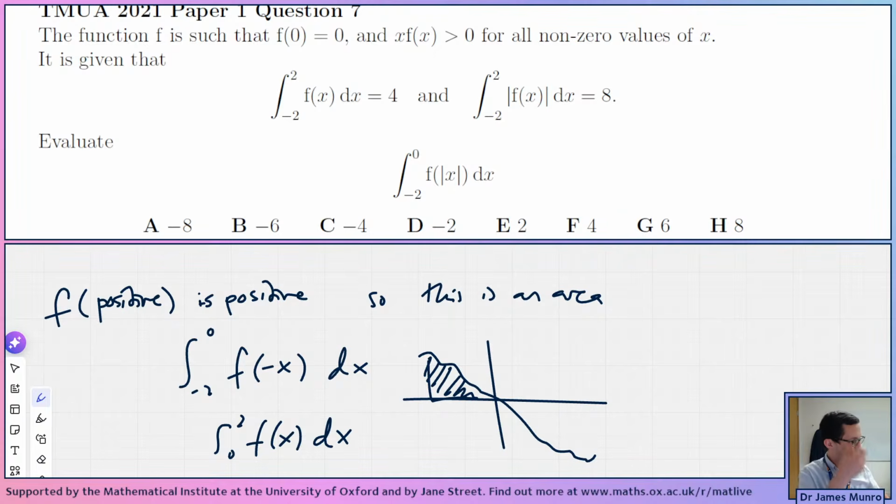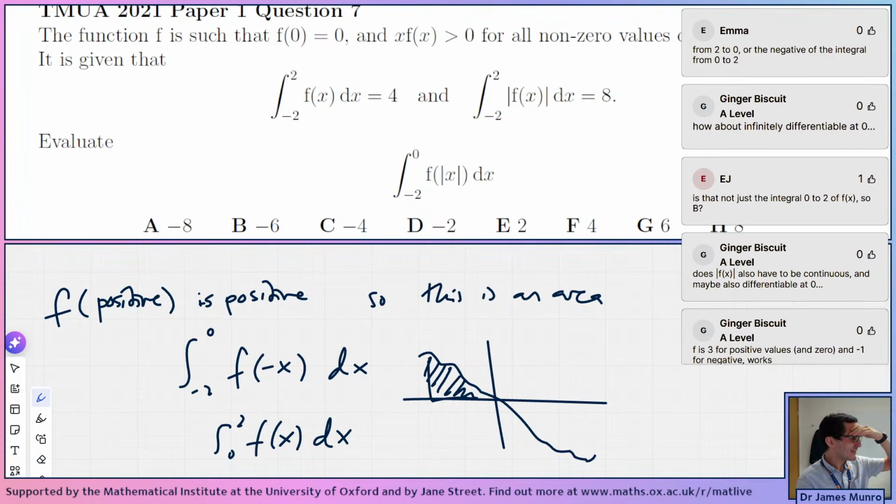Emma in chat's got there. Yes, 2 to 0, or the negative of the integral from 0 to 2. Is that not just the integral from 0 to 2 of f of x? EJ? Correct, it is not. No, wrong, it is not that, it is that. Chat saying, is that not just the integral of 0 to 2 of f of x?